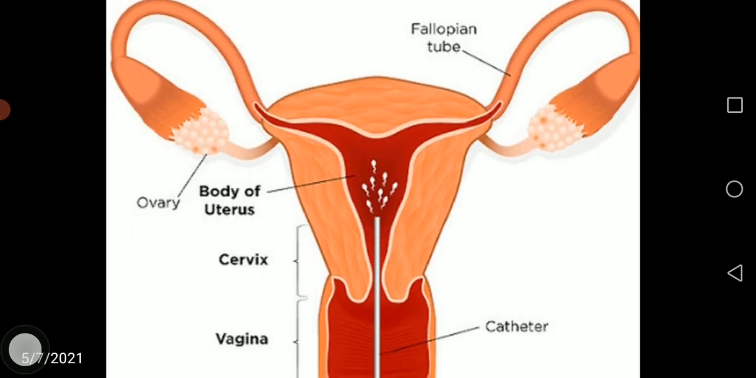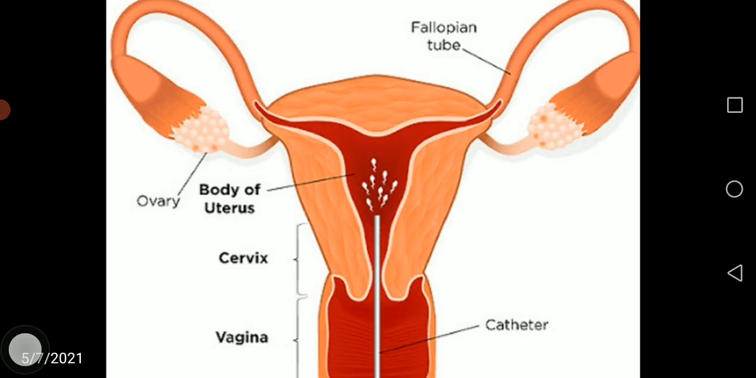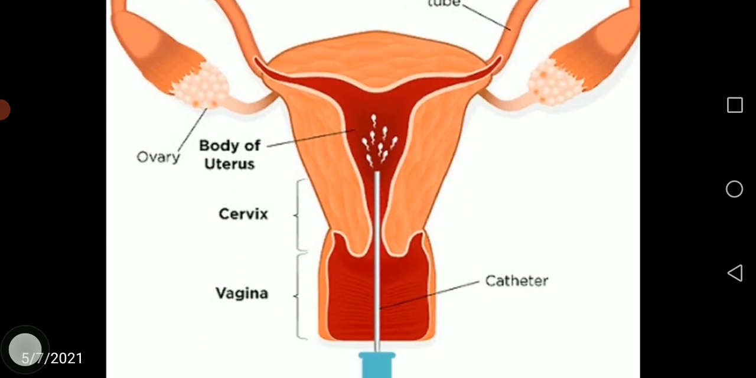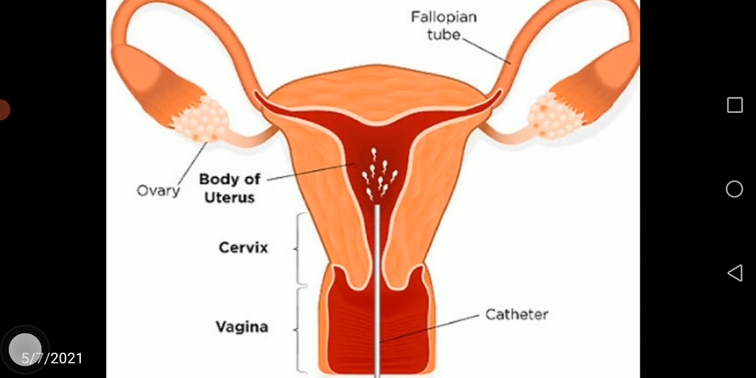The next one here is IUI. What do you mean by IUI? IUI means intrauterine insemination. This is the image of IUI. You can go through this picture.